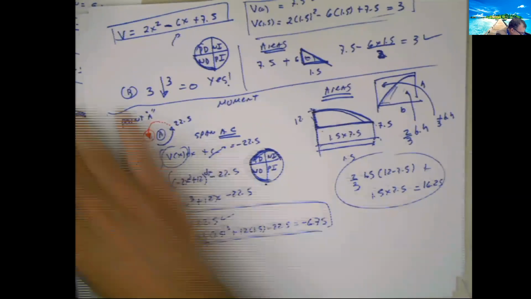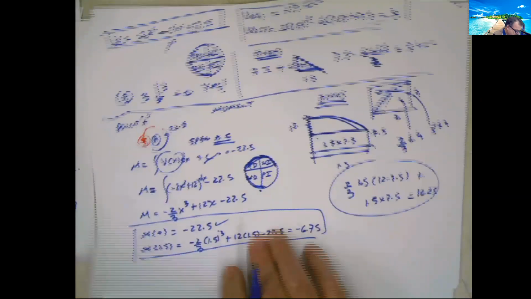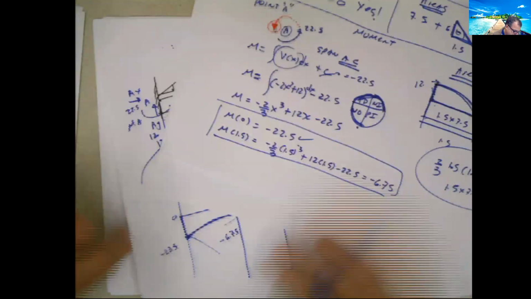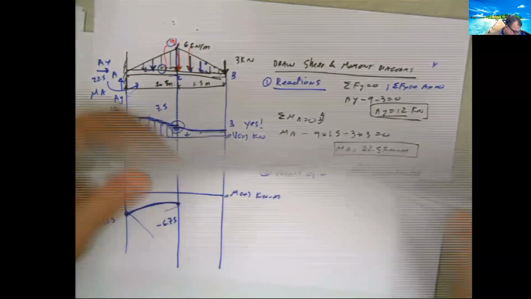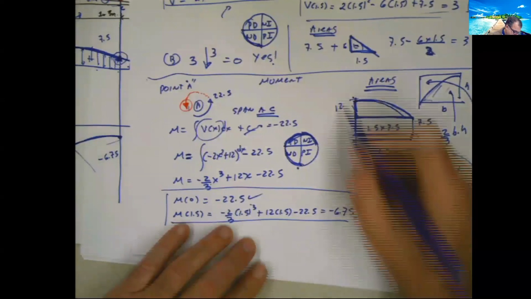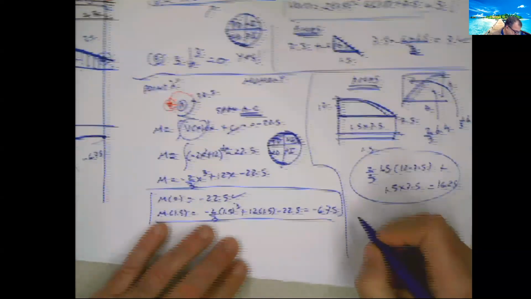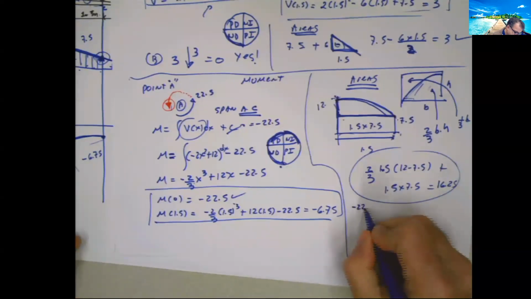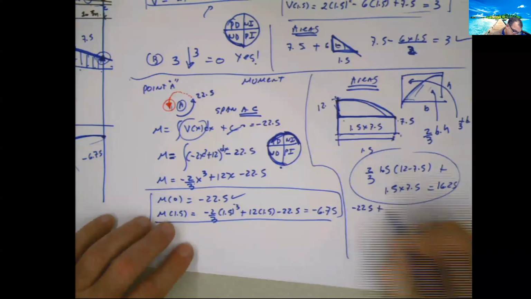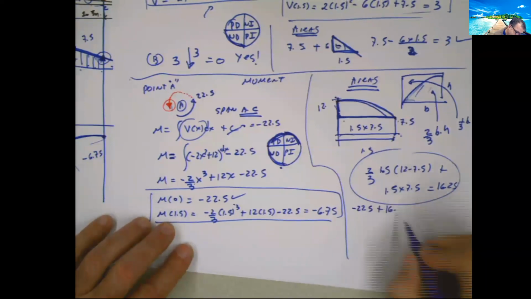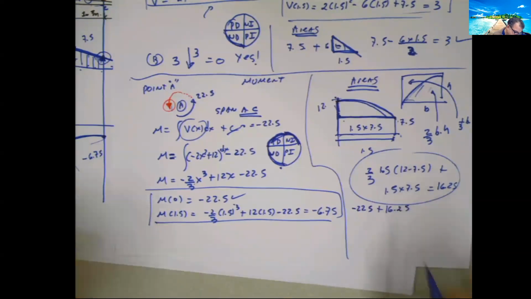And this is positive. Where's my drawing here? We started with negative 22.5, and we added this area, 16.25.